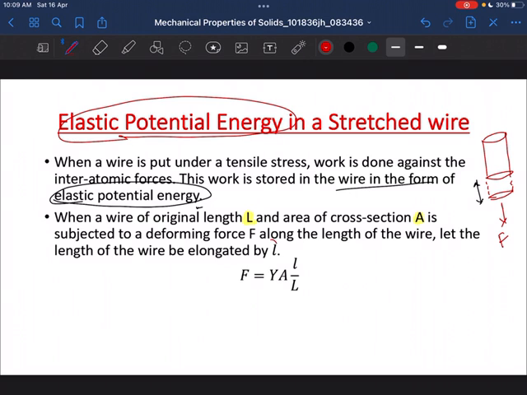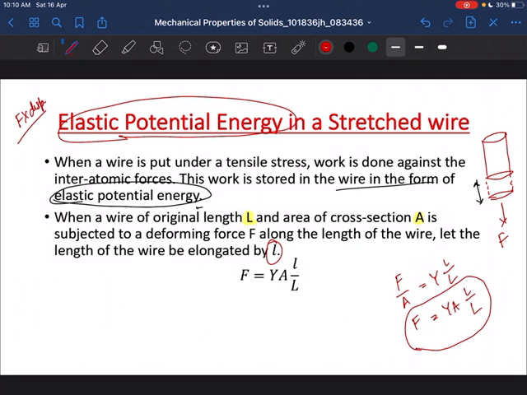We already studied that force per unit area is equal to Y times strain, because we are talking about a wire, so there will be longitudinal stress and strain here. So Y l by L. Basically, del L from before we are now representing with small l. We studied that force into displacement is work done, right? So we are trying to find the work done, which is equal to the elastic potential energy. From here we find the force: the force is equal to Y A l by L. This is the amount of force required for a deformation of l.